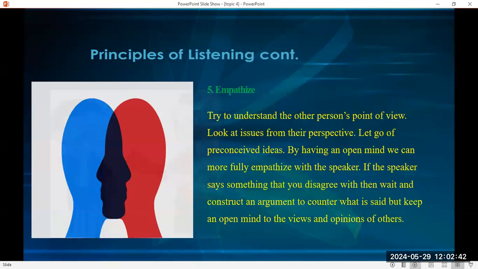Next point, empathize. Empathize to try to understand the speaker's point of view. Try to put yourself in the speaker's shoes, in short. The speaker is telling you, I boarded a matatu, I was going to Kawangware. There was a story I was given. Some people boarded a matatu. I think they were going to Kawangware.